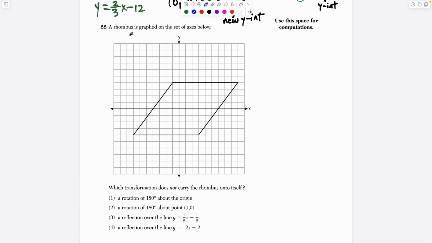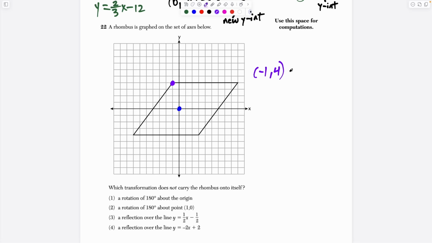Question 22: a rhombus is graphed on the set of axes below. Which transformation does not carry the rhombus onto itself? We have a bunch of options to choose from here. The first one is a rotation of 180 degrees about the origin. If we rotate this shape 180 degrees about the origin, let's say I take this point here, the one in the corner at negative 1 and then up 1, 2, 3, 4. So the point (negative 1, 4).